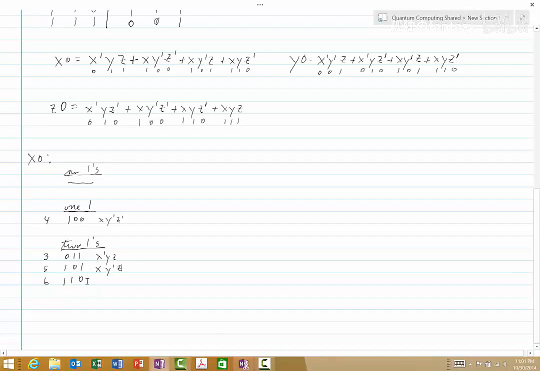And 1, 1, 0 is, as we can see up here, XYZ prime. So it looks like this won't be too bad, but let's check and make sure. Since we don't have anything in the no ones category, we don't even need to consider that anymore. So we'll go to 1, 1. We'll start there for our second column.